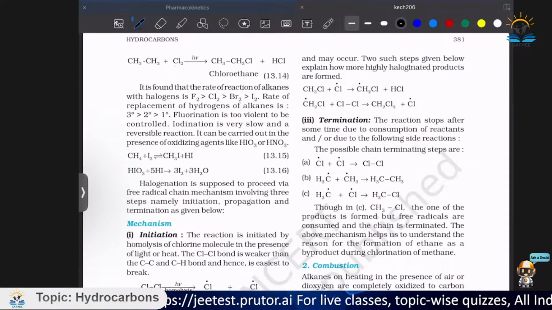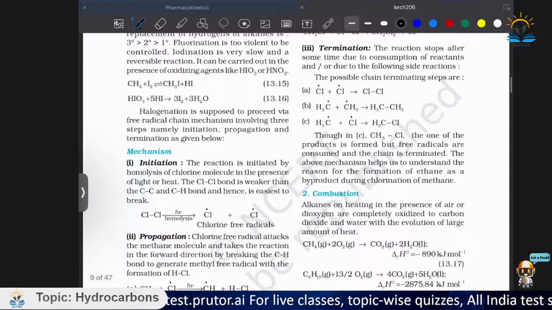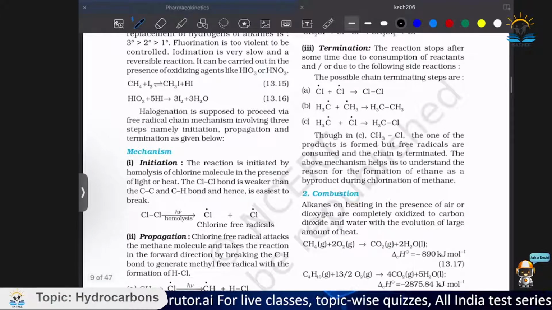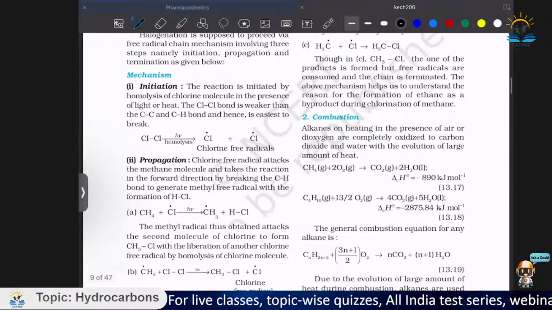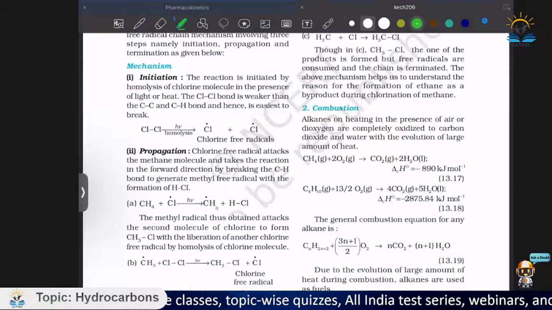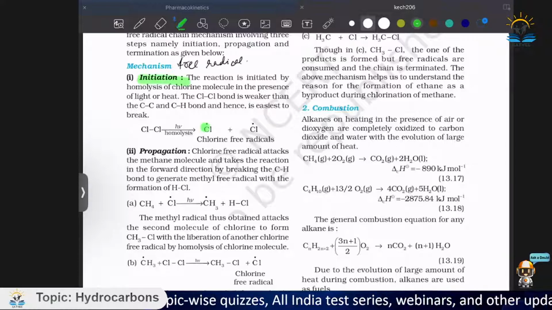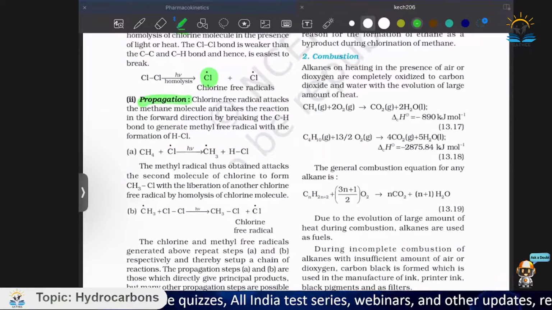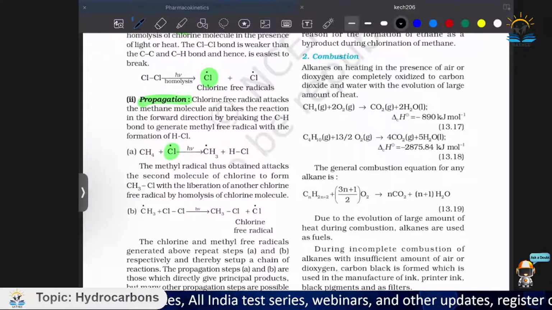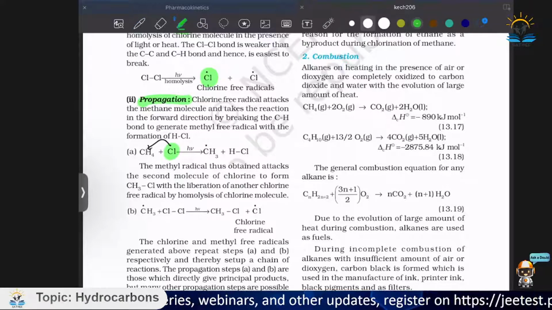It proceeds by free radical mechanism. In substitution reactions, free radical mechanisms are shown. This is the initiation step. You create a free radical. Propagation step: that free radical attacks a normal molecule and generates more types of free radicals. These free radicals again attack and generate the previous free radical.